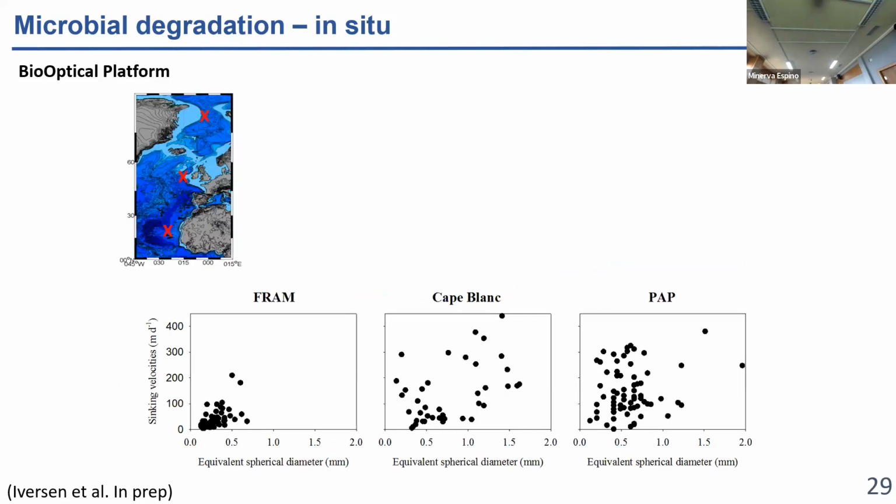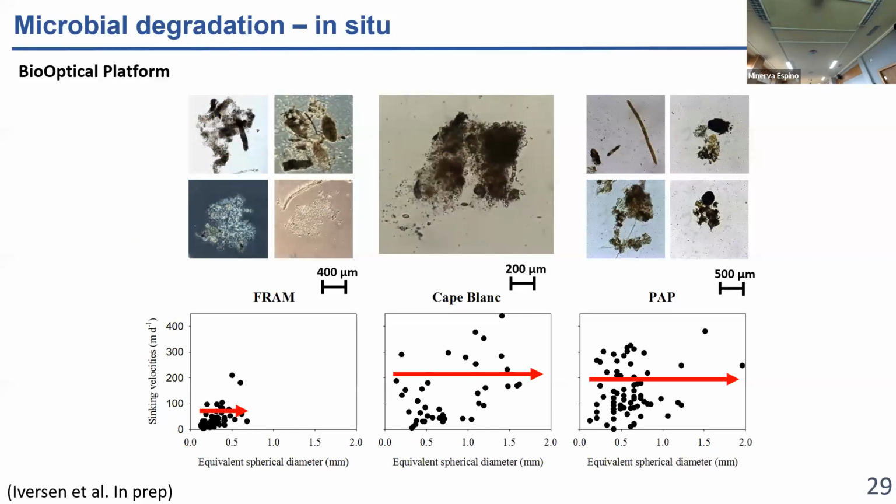We have deployed it off Northwest Africa, at the Porcupine Abyssal Plain Observatory west of Ireland, and here in the Fram Strait in the Arctic. And here are some of the sinking velocities we have been getting, and some examples of the aggregates. It's interesting to see how different the size and sinking velocities are. We haven't quite figured out what's controlling it yet, and that's what we're looking into now.